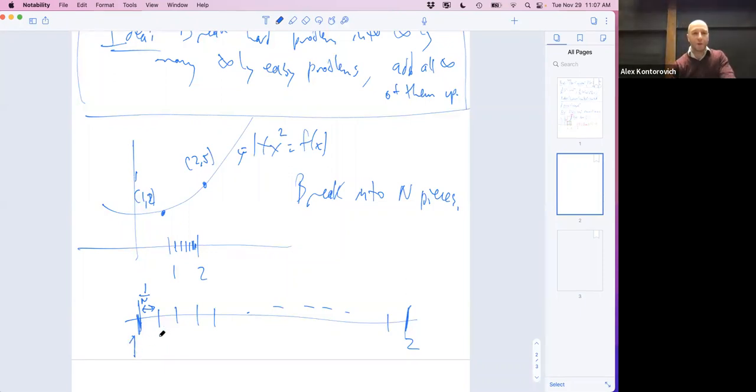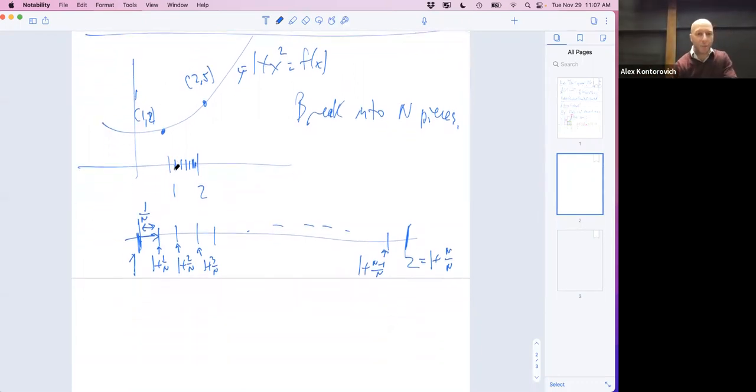So if this point is 1, what is this point? 1 plus 1 over n, right? Because you've shifted over by 1 over n. What's this point? 1 plus 2 over n. What's this point? 1 plus 3 over n. What is this? 2 is equal to 1 plus n over n. N over n is 1. What's this point? 1 plus n minus 1 over n. Okay, everybody see that? So every location has a name.